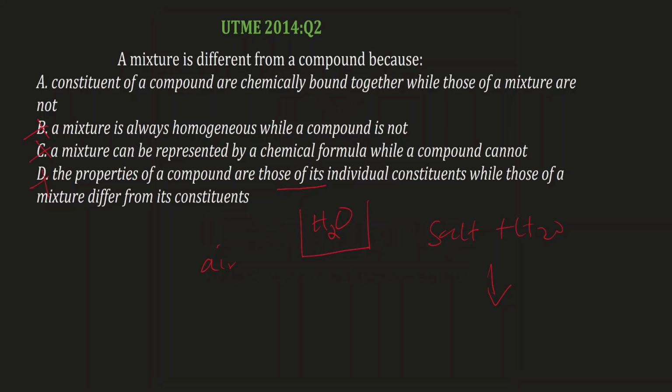Now let's look at option A, which is the only option that seems correct. Option A says constituents of a compound are chemically bound together. That is what we call a compound. A compound is made up of two or more elements chemically bound together, while those of a mixture are not. The most correct option is A. So A is the right option.